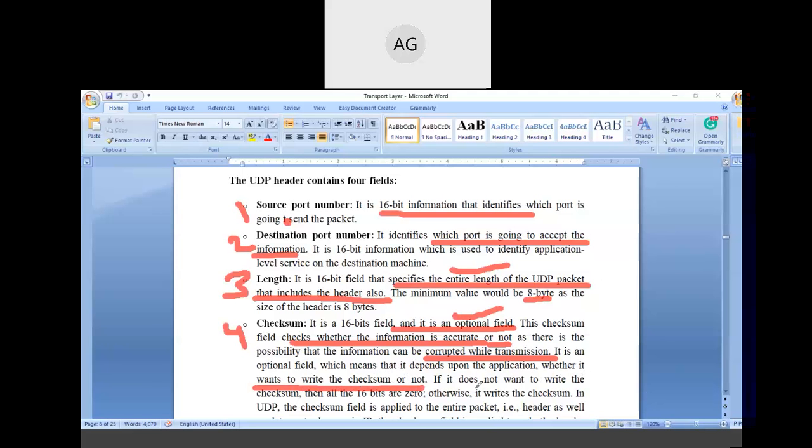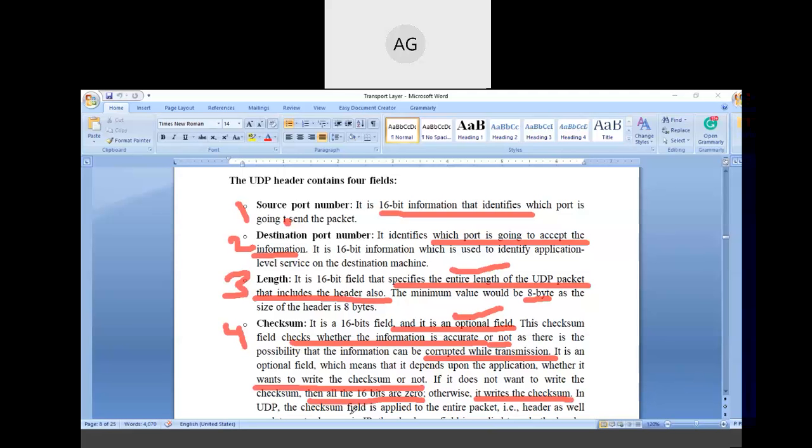If it does not want to write the checksum, then all the 16 bits are 0. Otherwise, it writes the checksum. You already know how to calculate the checksum.